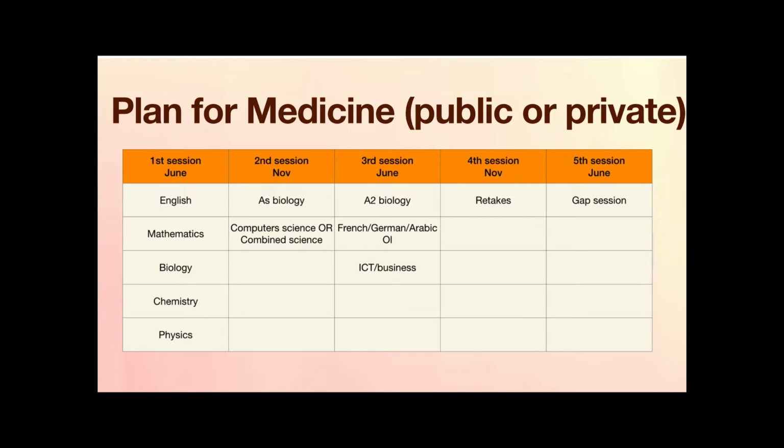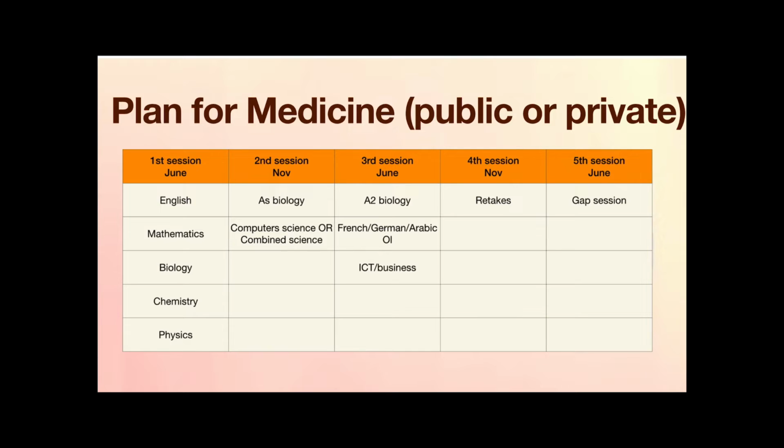The third session, which is the next June session, the student can take A2 biology in addition to one of the languages, French, German, or Arabic O-level. The student can take another subject, maybe ICT or business, because June session is longer than November.